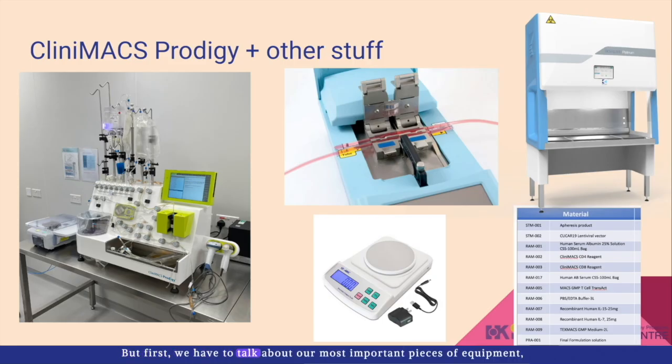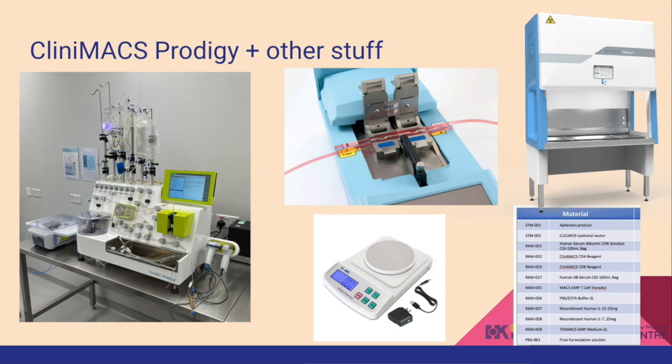But first, we have to talk about our most important piece of equipment, the Clinimax Prodigy. The Clinimax Prodigy is a closed system that moves lots of tubes and valves around to make our T cells into CAR T cells. We'll put all our materials onto or into the machine, and after a few days, we can extract our CAR T cells from the cultivation chamber of the Prodigy machine. On this slide, we can also see some other machines, such as the tube welder, a balance, and a biosafety cabinet.